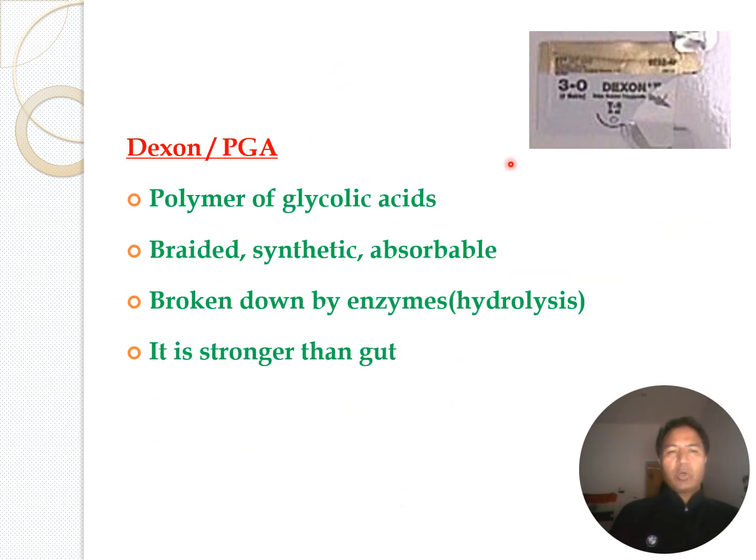Now we have Dexon or PGA. It is a polymer of glycolic acid, braided. It is synthetic absorbable, broken down by enzymatic hydrolysis. It is stronger than gut.